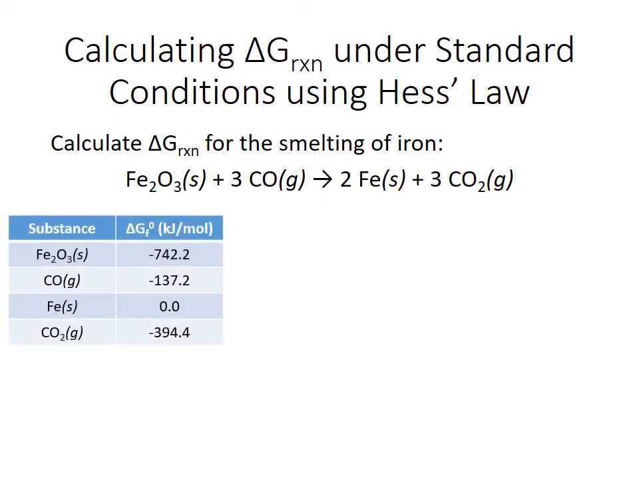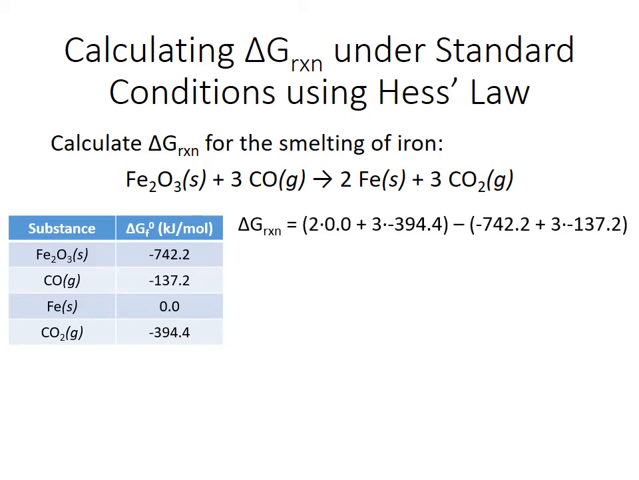And here are those delta G of formation values that you need. These are very specifically for these substances with this indicator of state. One in particular to note is the solid iron. Pure elements in their native states will have a delta G of formation of 0, just like they do a delta H of formation of 0. Let's plug in our numbers.